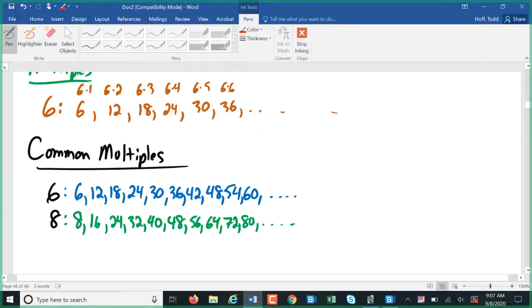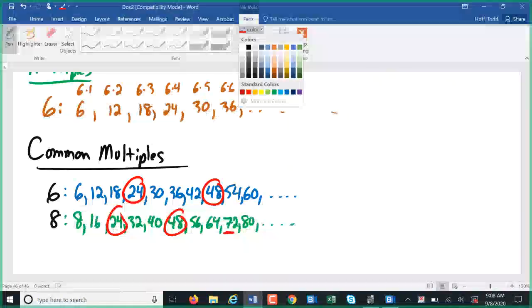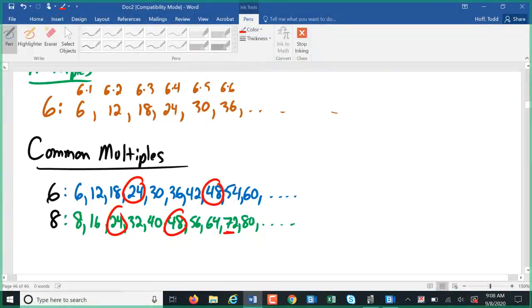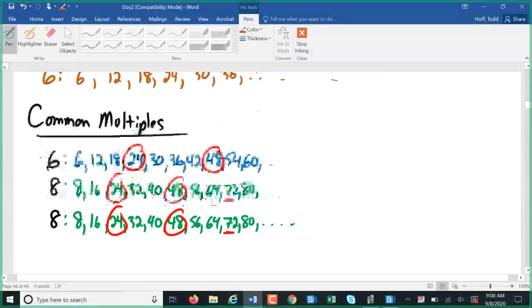Well, we can see here already in this list, we have 24 that's a common multiple and 48 that's a common multiple. If we kept going, 72 is actually also a common multiple. Common multiples are multiples of both. Now, again, there's going to be an infinite number of common multiples. I'm not concerned with all of them.